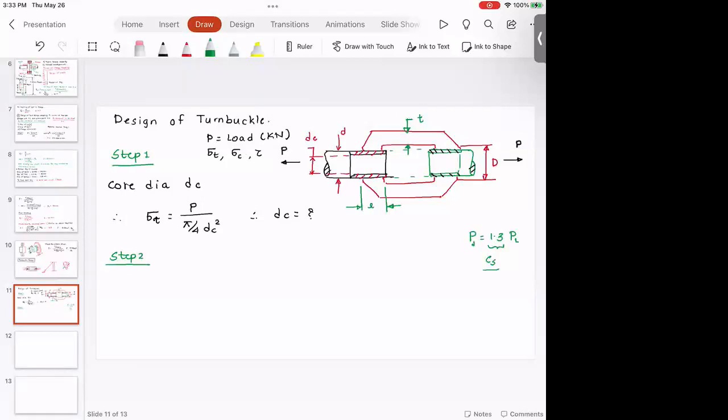So what would happen if you multiply by 1.3 or 1.2? Your dimensions will be slightly bigger. The process is not going to change. The only thing is dimensions will be slightly bigger. Do you agree?